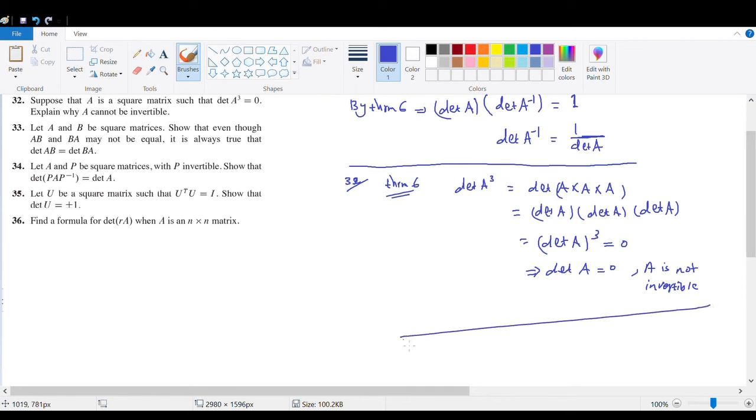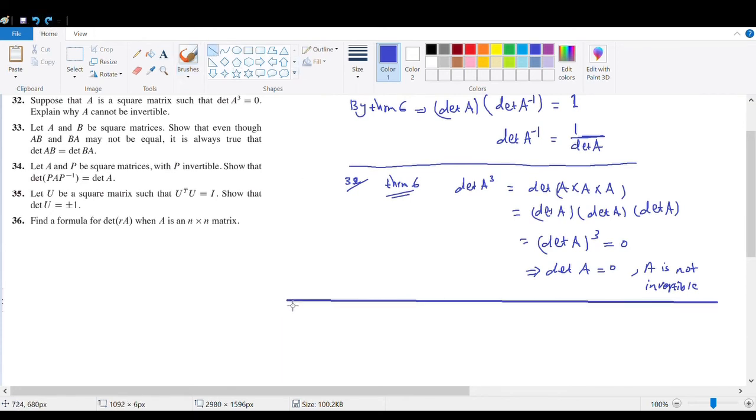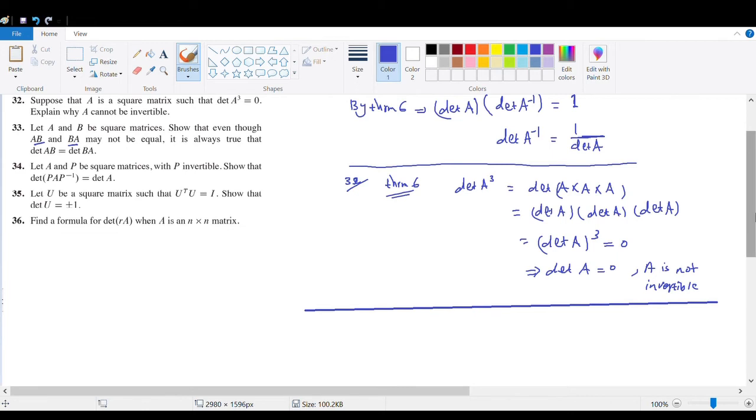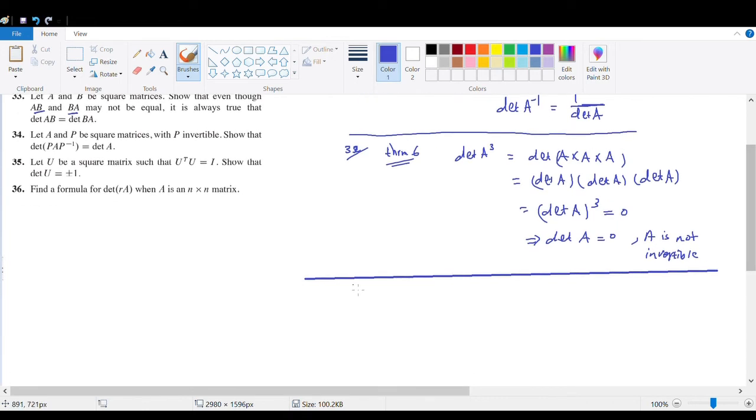So now for 33. Let A and B be square matrices. Show that even though AB and BA may not be equal, it is always true that determinant of AB is equal to determinant of BA.